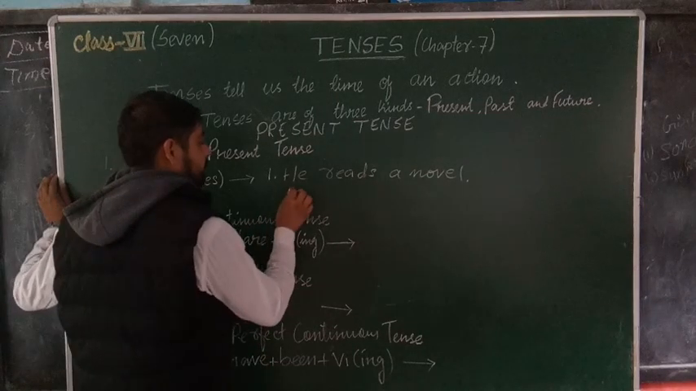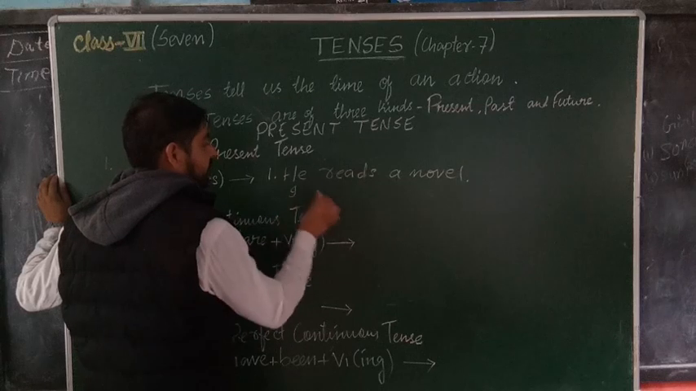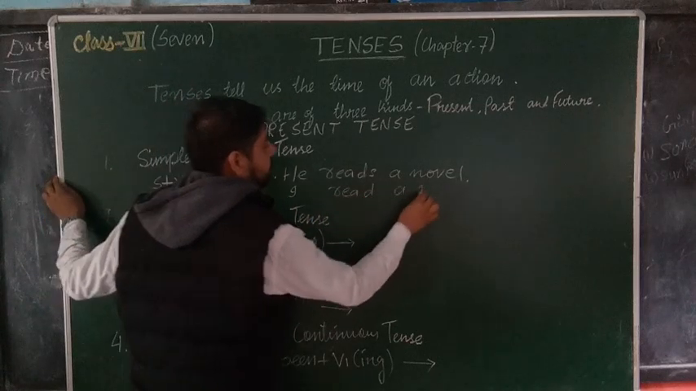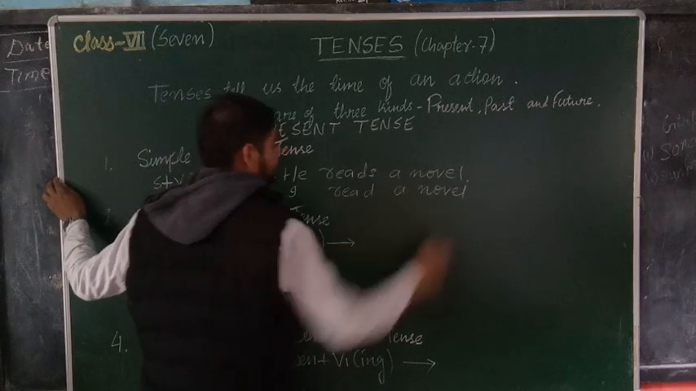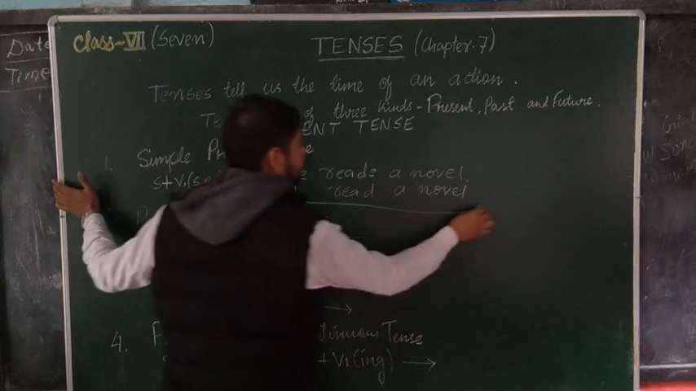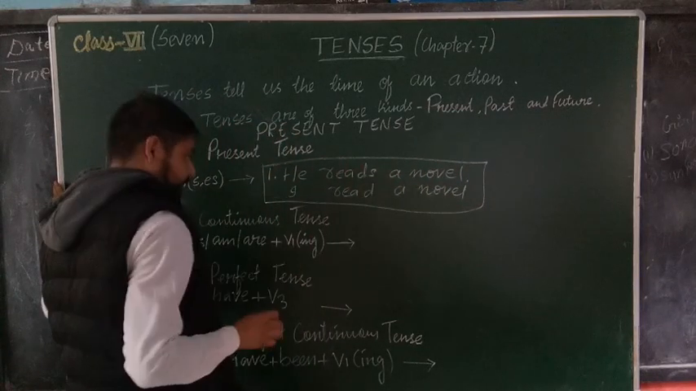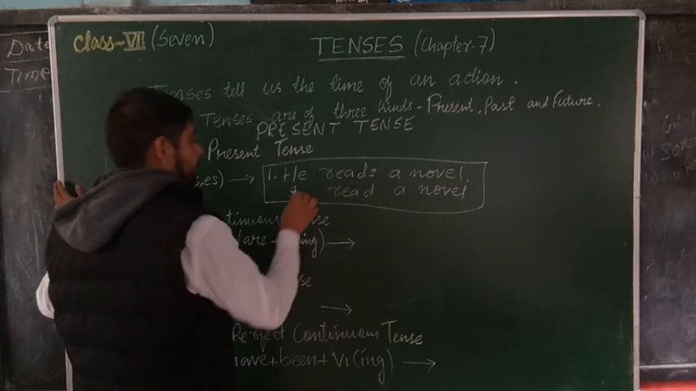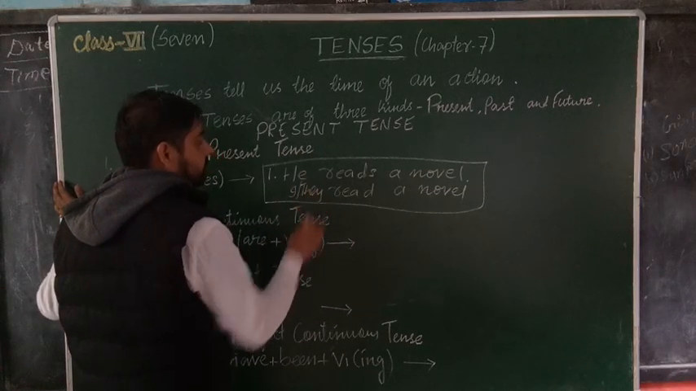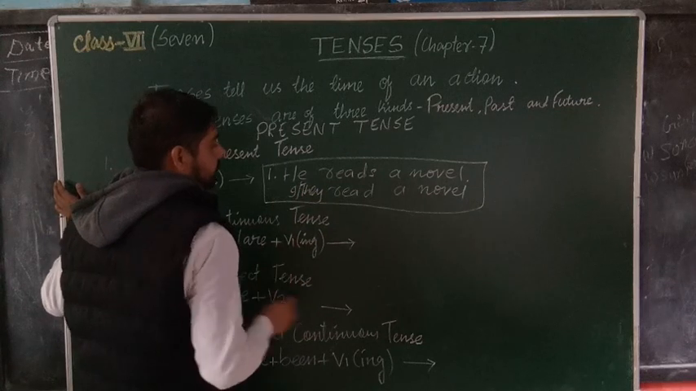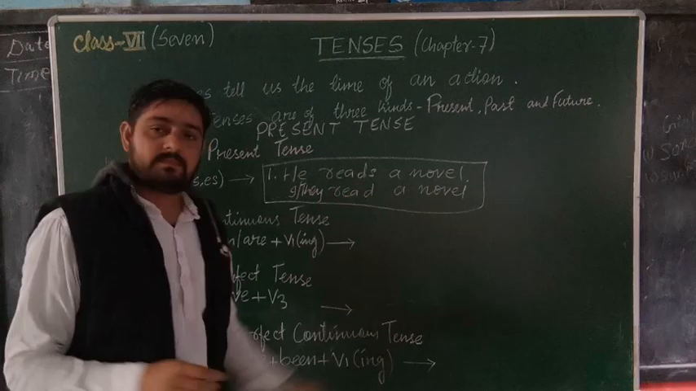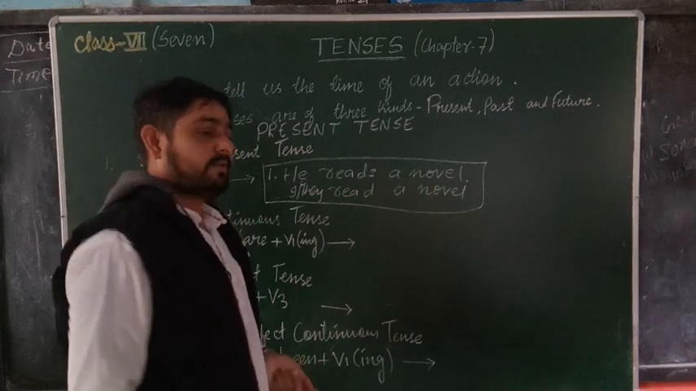Again, another sentence I am writing here. I read a novel. Now you see the difference between these two sentences. Again, they read a novel. Sometimes two or three students can also read a novel, right?